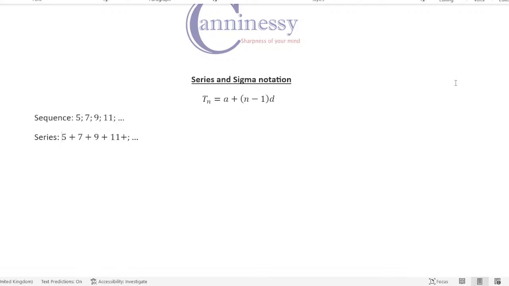Then let's say you want to represent this in sigma notation. All right? So remember, we have A.